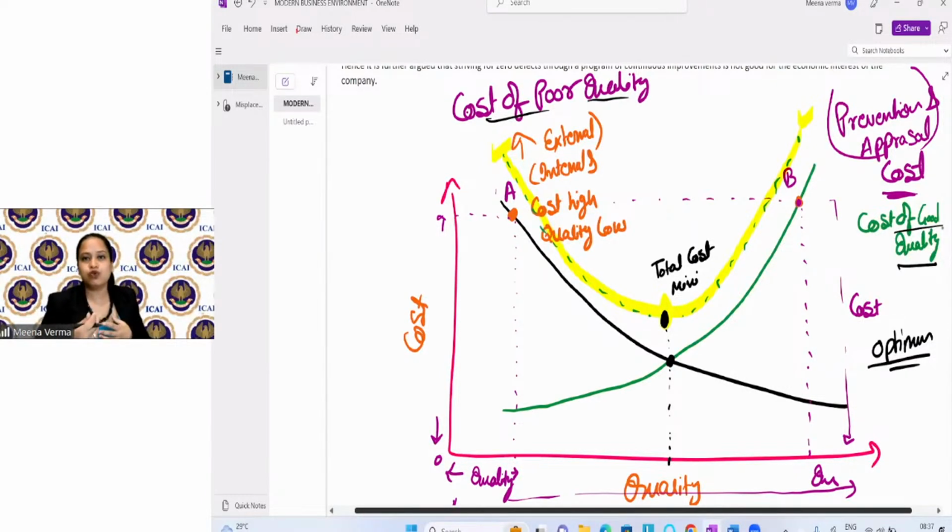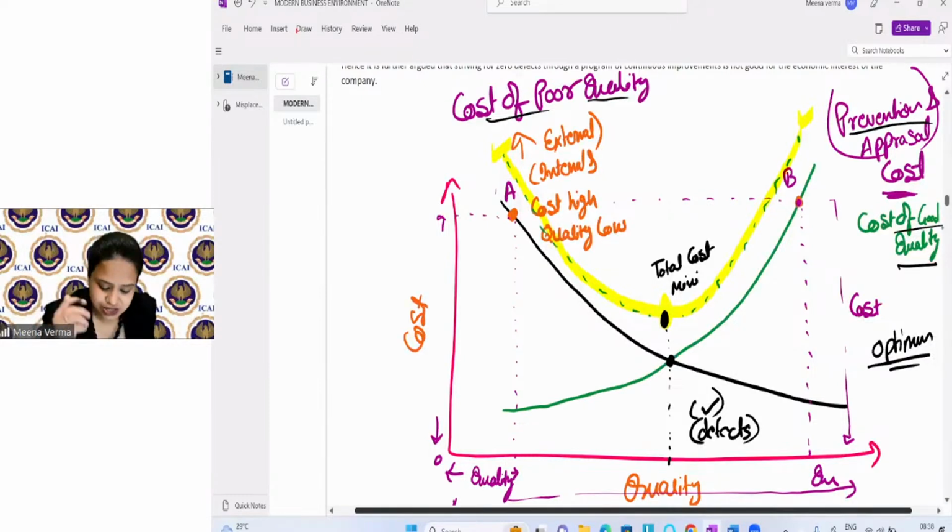Because the company doesn't want to keep high prevention cost, and doesn't want to keep high internal and external failure cost. So at this point, obviously, some level of internal and external failure cost is allowed. Some level of defects are also allowed, right? Why? Because prevention is not very, very high. For having extremely high prevention, you need to incur extremely high cost. This is what we have concluded here. So for that reason, we find the optimum point here.